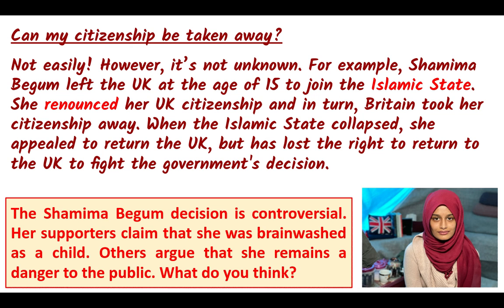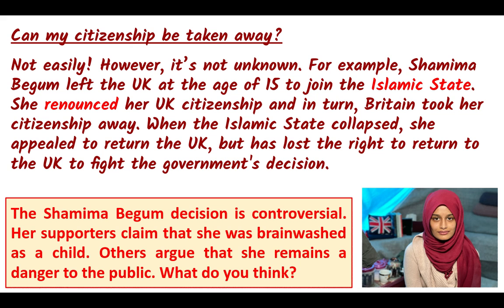The best example of this is someone called Shamima Begum. Shamima Begum left the UK at the age of 15 to join the Islamic State. When she joined the Islamic State, she renounced the UK citizenship, and in turn, Britain basically took her citizenship away. When the Islamic State collapsed through sustained campaigns by the Allies, bombing cities, etc., she appealed to return to the UK. But basically, she's lost the right to return to the UK to fight the government's decision.